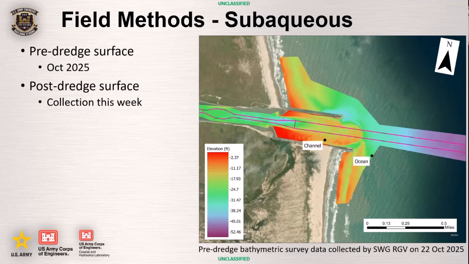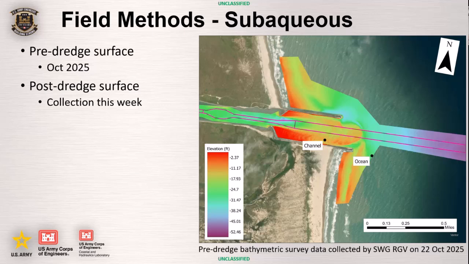So this is the pre-dredge bathymetric surface. We had the Rio Grande Valley office of the Galveston district go far beyond the normal bounds of the channel surveys to better capture this shoal as it's fully formed, fully shoaled in. And so they are, I think, out there right now doing the first post-dredge mapping campaign.